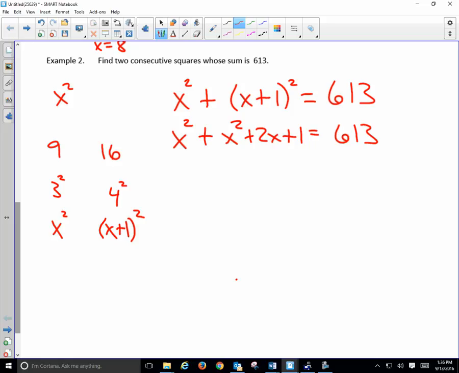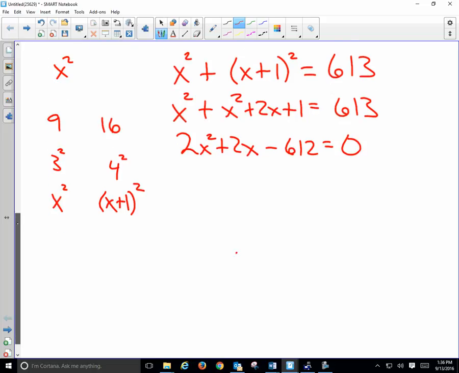So I have 2x squared plus 2x, and I will subtract over the 613 because I don't know the 613 product property, but I do know the zero product property. So the number 0, great.